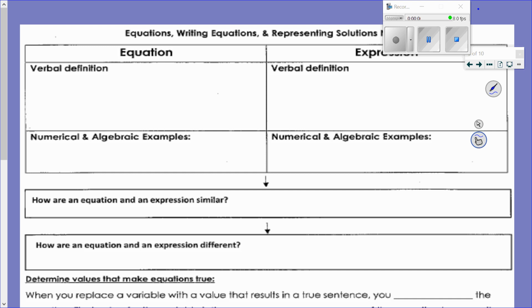Today what we're going to do, we're going to get into our very first section in writing and solving equations by talking about what an equation is, how to write one, and what the pieces of it are. So offhand, anybody want to give a shot at what an equation is?